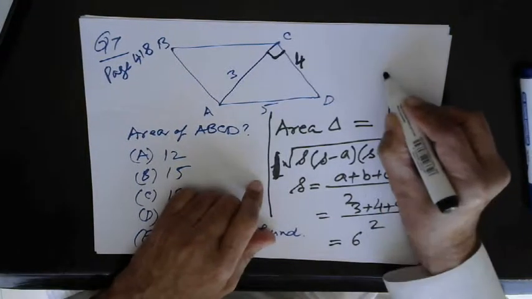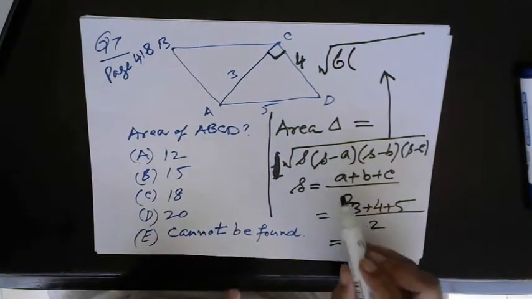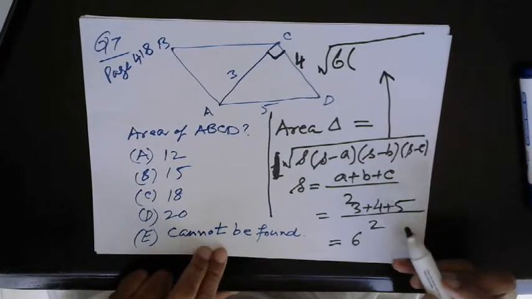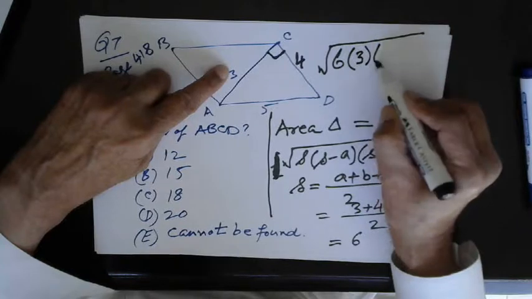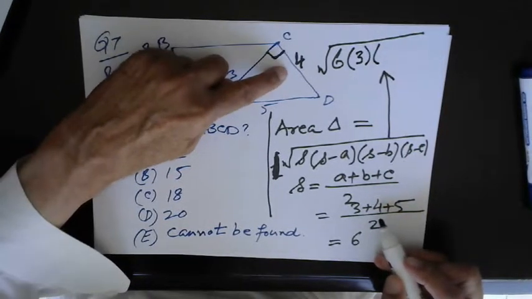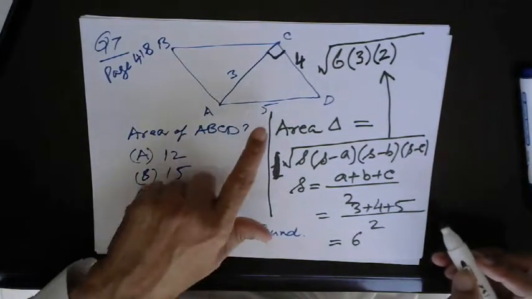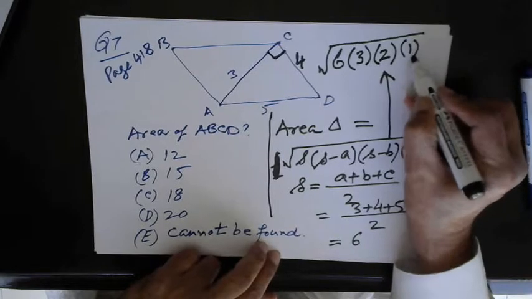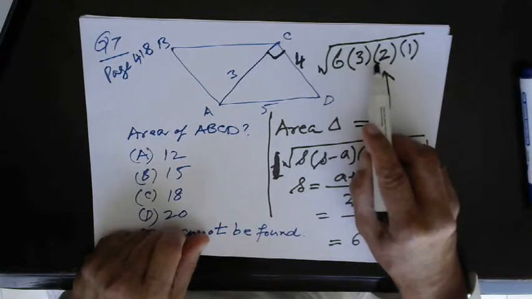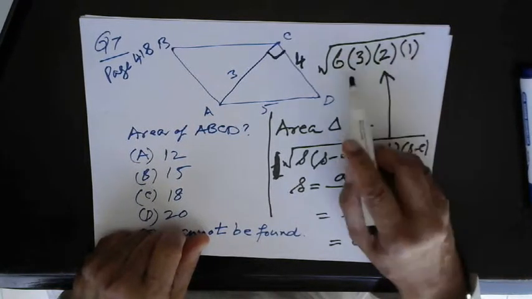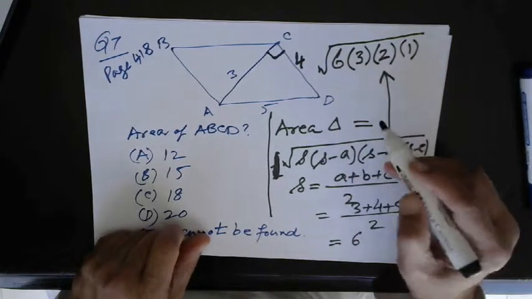So this formula will give me the square root of 6 times S minus A. Okay, so this is my A. So that will be 3. 6 minus 3 is 3. S minus B, well, this is my B. 6 minus 4 is 2. And S minus C, this is my C. So this will be 1. Now, the square root of 6 times 3 times 2 times 1 is 6, because 6 times 3 is 18, times 2 is 36. And the square root of 36 is 6.